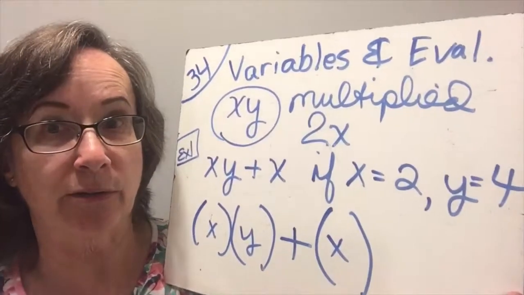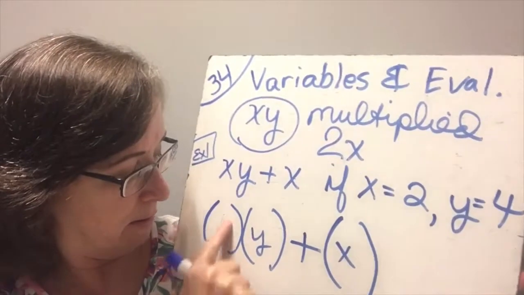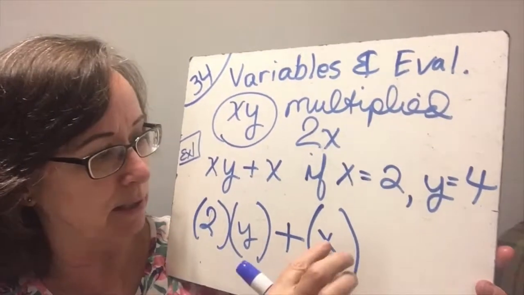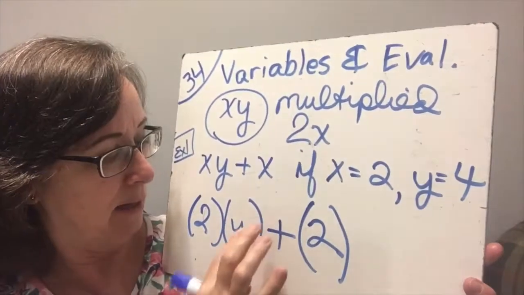So now we're going to substitute. Everywhere we see an x, we're going to put a 2. So we take out the x, we put in a 2. We take out the x, we put in a 2. Everywhere we see a y, we put a 4.